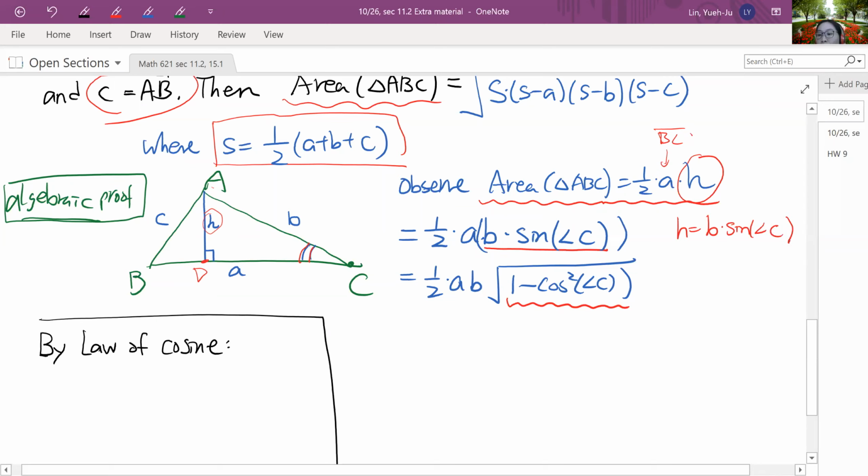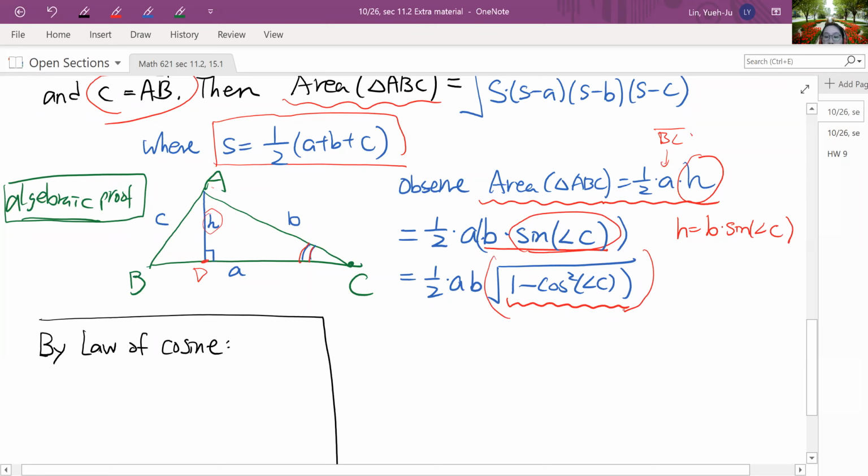Or you can say sine of angle C is h over b, that's the opposite side divided by the hypotenuse, okay? But now, because I want to use the law of cosines, I want to rewrite sine in terms of cosine. This is a little bit of a trick identity: we know sine squared plus cosine squared equals 1, so I can replace sine by the square root of 1 minus cosine squared.